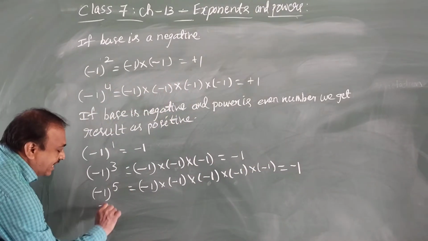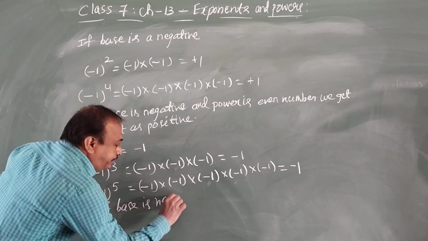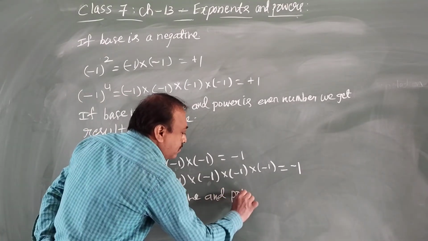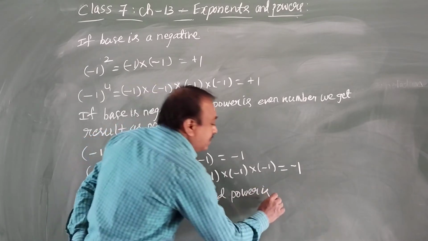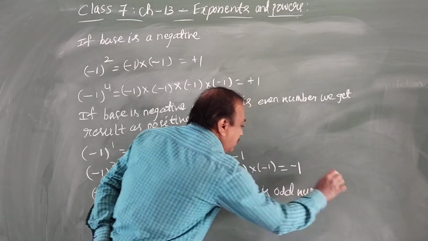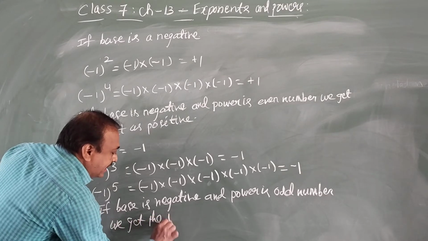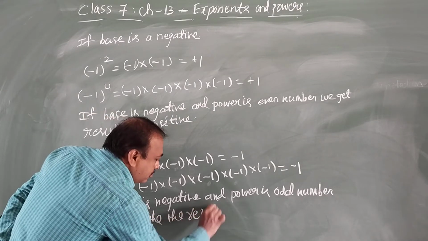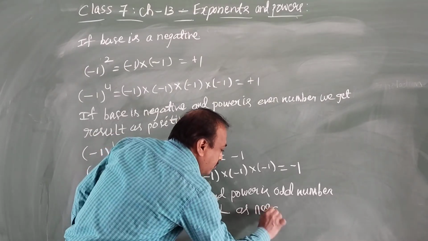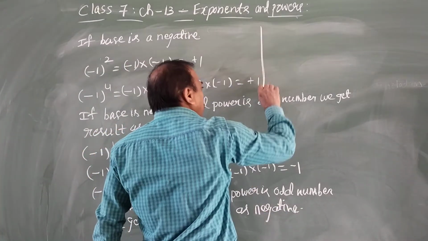So if the base is negative and the power is an odd number, we get the result as negative. You can observe it. Here, one more.